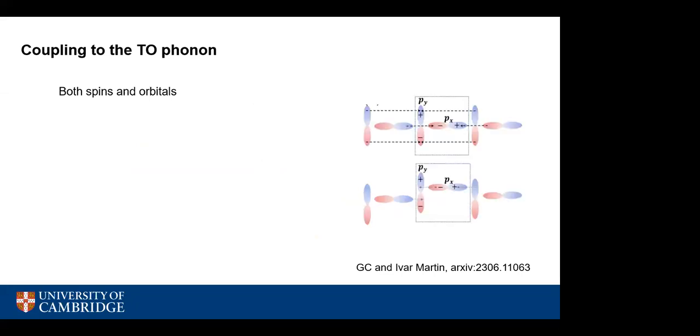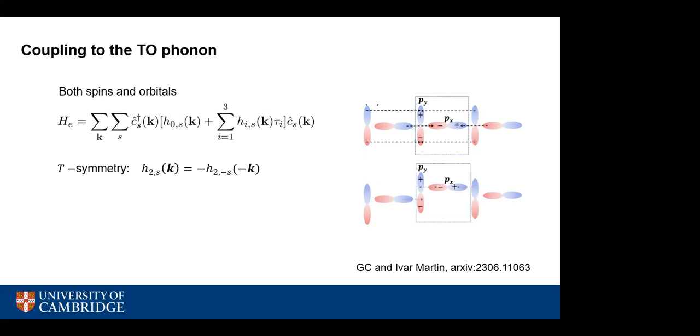I'm going to take the same example of px and py orbitals. So now I just modified my electronic Hamiltonian by putting a spin label on top of what was there. Now the important point here is that the time reversal now flips the spin. So it will take the spin up sector to the spin down sector. And inversion symmetry, at least for this sort of orbitals, puts a constraint that this should be an even function of k.